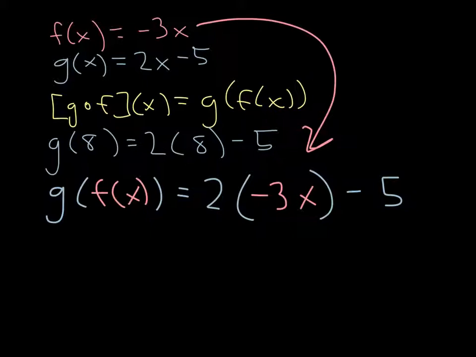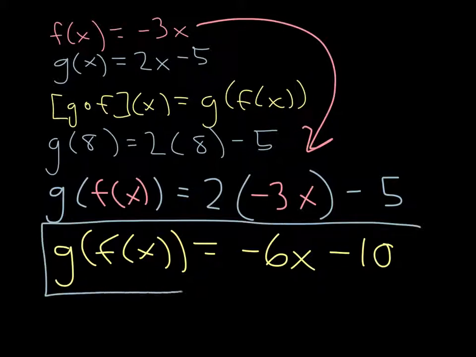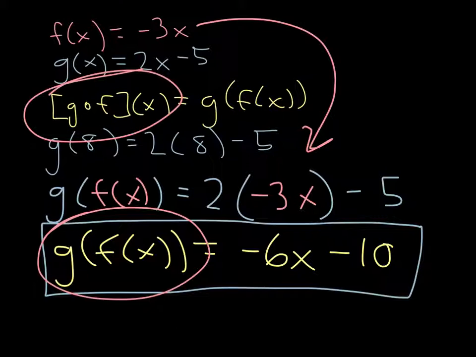And then we can go ahead and do the math. So g of f of x must then be equal to negative 6x minus 5. And that's our answer. Yay, yippee, yahoo. We're so happy about that. And it is the answer to the original thing we were looking for, which was g of f of x. So we did it. Yay.